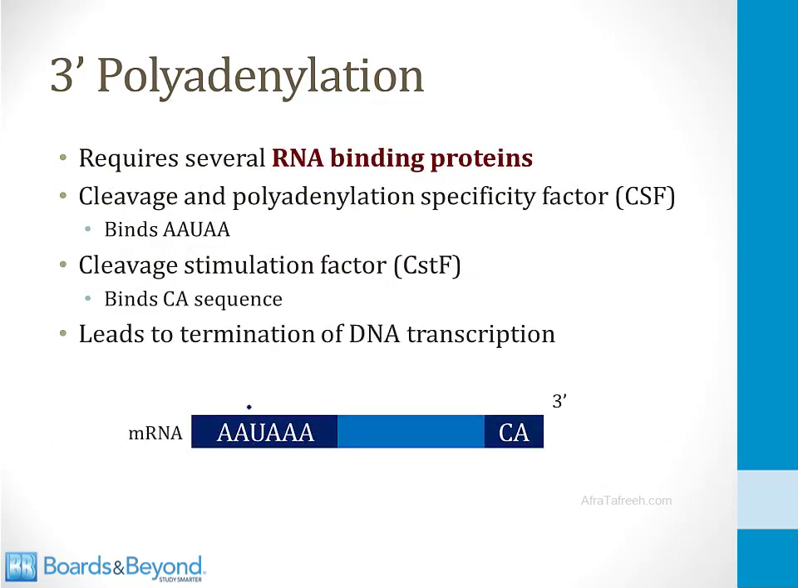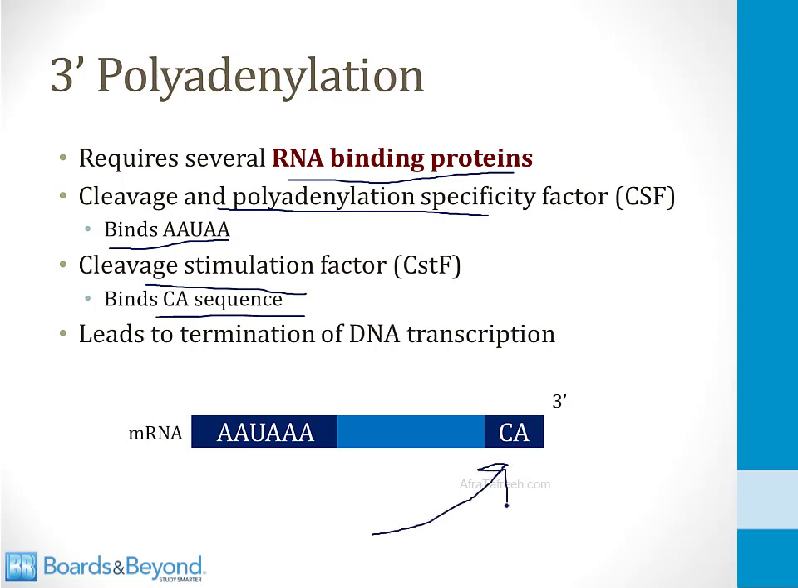When the sequence shown at the bottom of the screen is encountered in a piece of RNA, that triggers the process of 3' polyadenylation. This process requires several RNA binding proteins. One of them is called CPSF, which stands for cleavage and polyadenylation specificity factor. This is what binds to the polyadenylation sequence AAU-AAA. Another important RNA binding protein is called CSTF, or cleavage stimulation factor. This binds to the CA sequence that is also always found at the end of genes. And binding of these 2 factors leads to termination of DNA transcription.